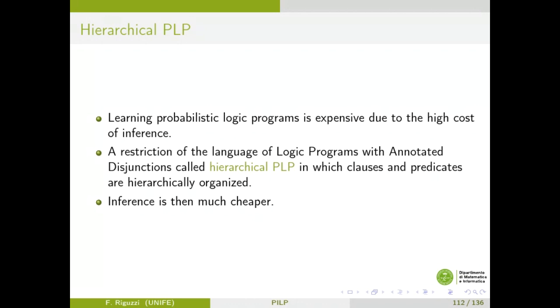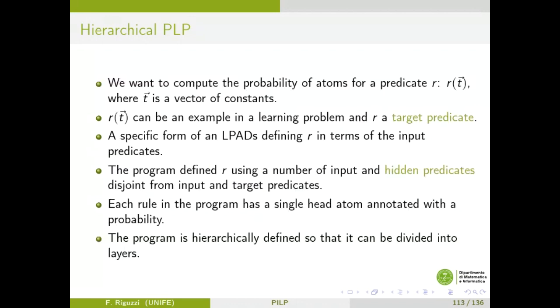But we can restrict the syntax of the languages so that we get faster inference and see whether we can still obtain good models. Okay, so we have considered a restriction of the language of logic programs with annotated disjunctions, which is called hierarchical PLP. In this case, you want to compute the probability of a predicate R, a single predicate R. So you want to predict whether atoms of the form R applied to a tuple of terms are true or false.